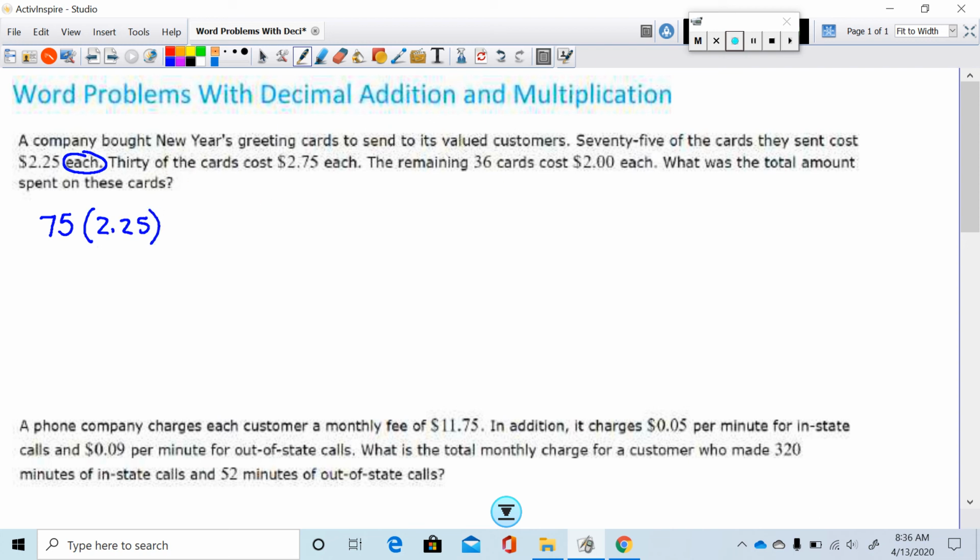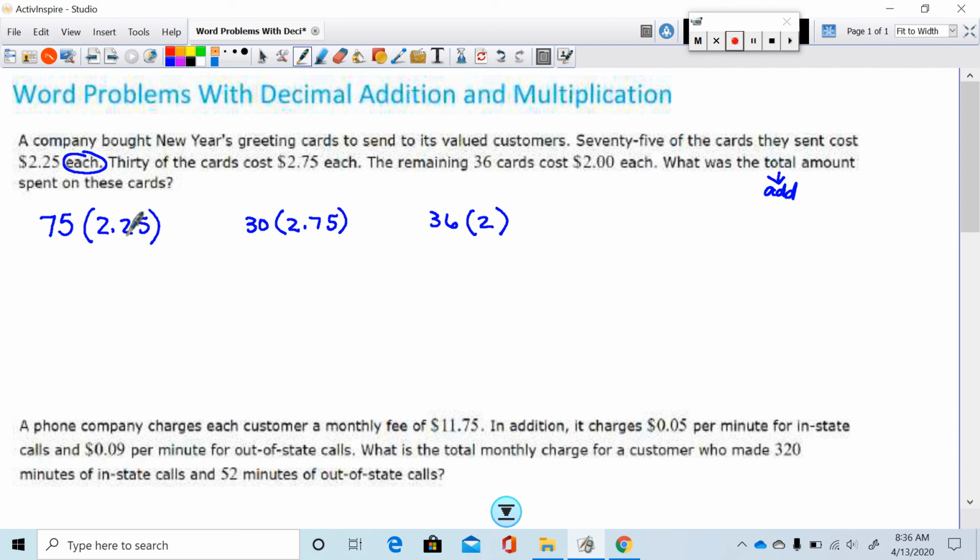30 of the cards cost $2.75 each. And the remaining 36 of the cards cost $2 each. There's no numbers after the decimal there, so I'm not going to put the 0.00. I'm just going to leave it as 2. What was the total? Total means add amount spent on these cards.